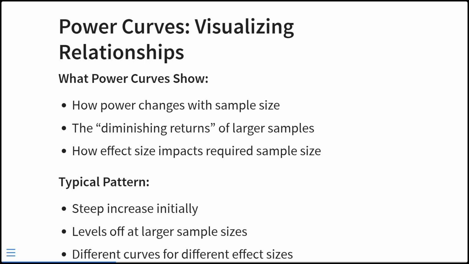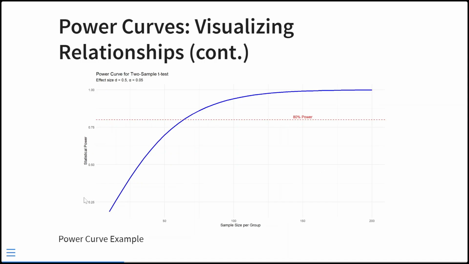What does a power curve show? It shows how power changes with sample size, the diminishing return of larger samples, and how effect size impacts the required sample size. The typical pattern is a steep increase initially, then it levels off at a larger sample size, with different curves for different effect sizes. I'm going to show you the diagram of how power changes with sample size. This is an example of such a diagram.